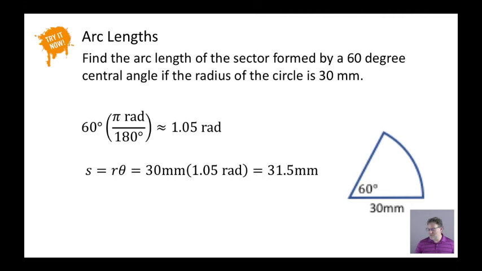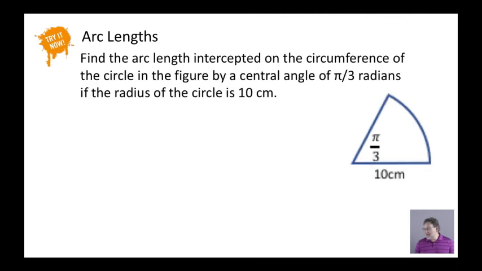I'm going to give you a second problem of the same ilk. Let's find the arc length intercepted on the circumference of the circle. So it's another way of saying the length of that arc, that curvature arc there, by a central angle of pi over 3 radians. Now we've already done the conversion, haven't we, from degrees into radians. You don't have to do that conversion there. So we know that that angle is pi over 3 radians there, and we know the radius is 10 centimeters. So find the length of that arc based upon that information.